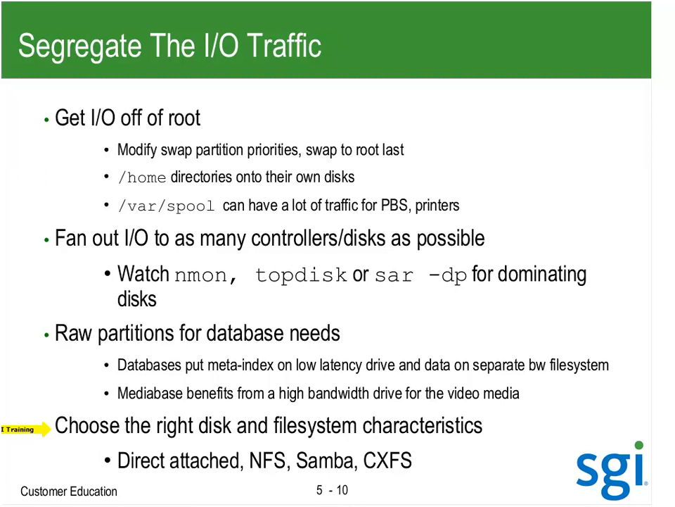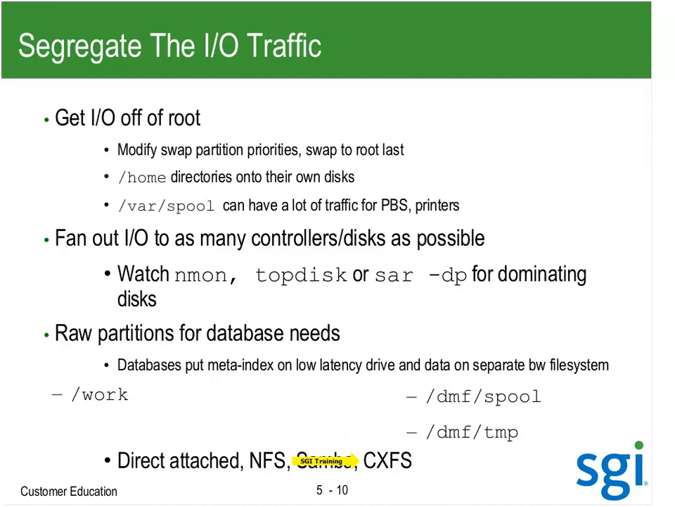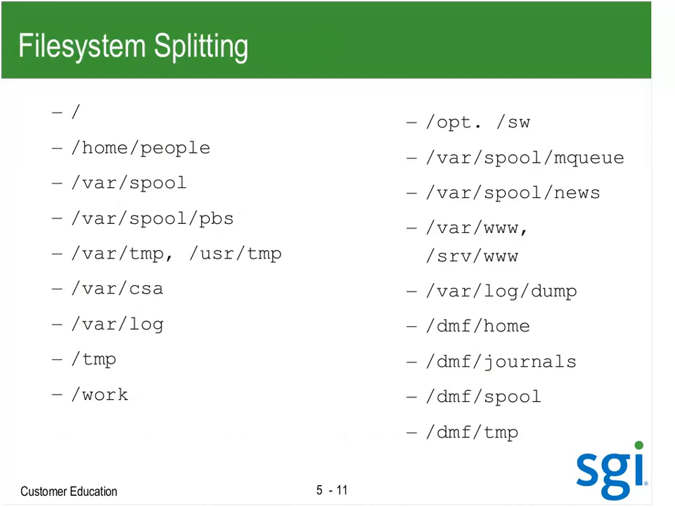And again, I prefer to get things direct attached. NFS is probably your worst choice. NFS is for convenience. I don't see Samba around much anymore, or AppleTalk, but they're still out there. And then CXFS or Lustre. So there's just kind of different directories to pull off and split off.